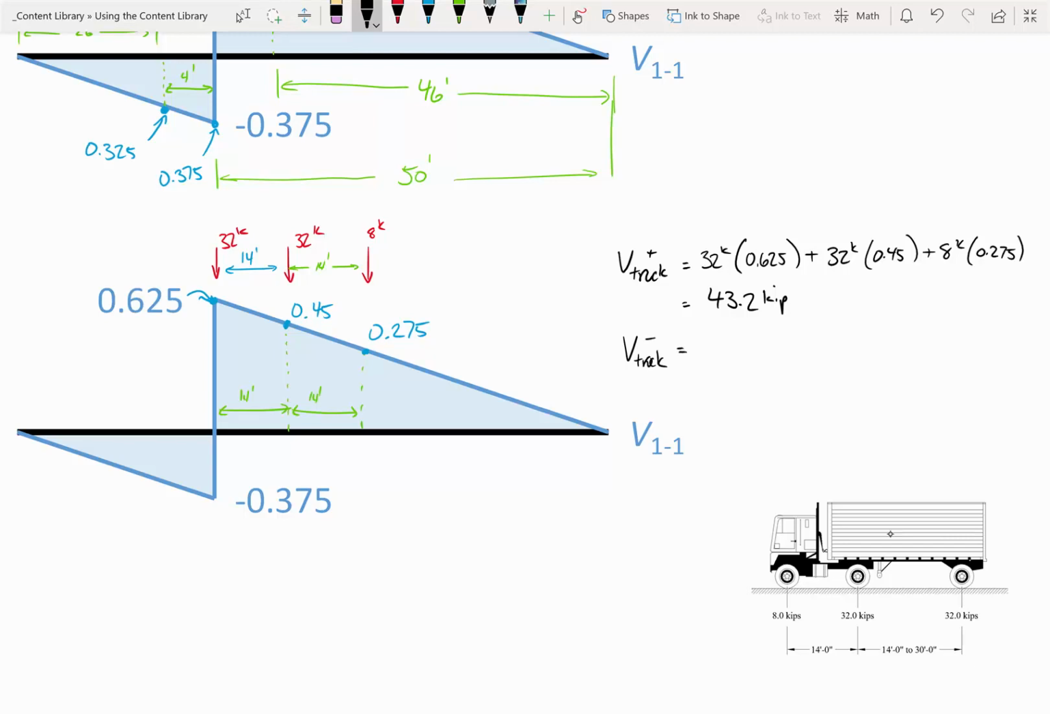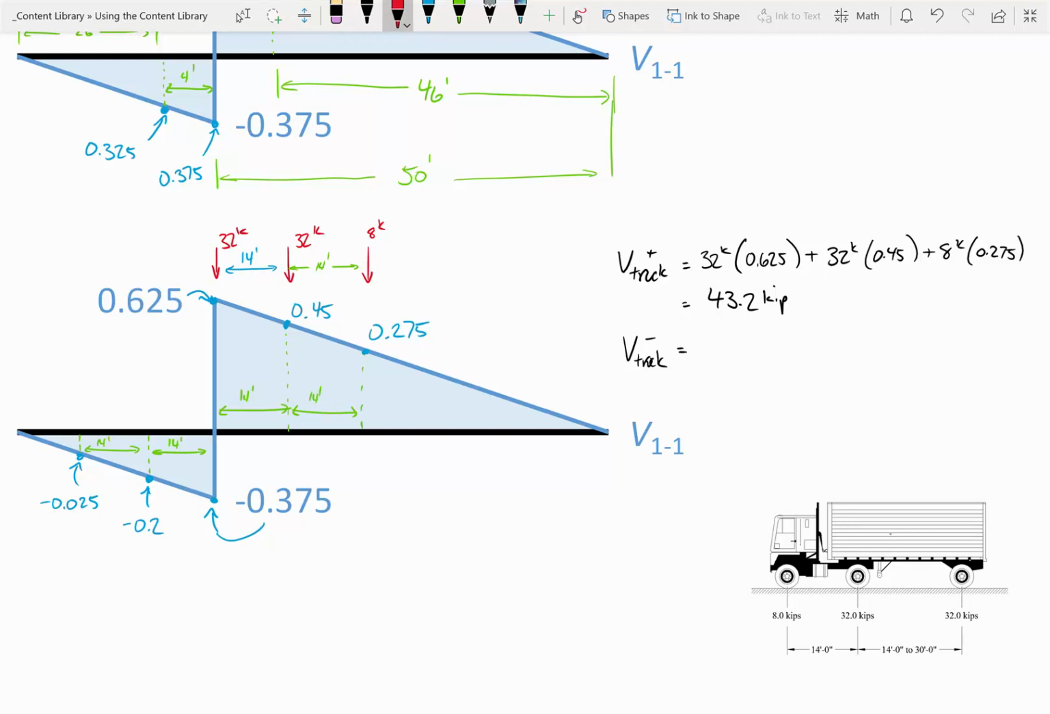For negative shear, V truck negative, we just do the same thing. So we're going to have this is 14 feet, and this is 14 feet. And we need to figure out those values the same way. Once you've figured out the process, the rest just becomes sort of grunt work. So this is 0.375. This one is 0.2, and these are all negative. This is a tiny one, 0.025.